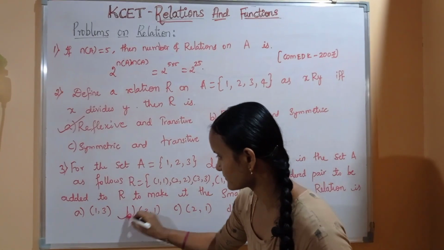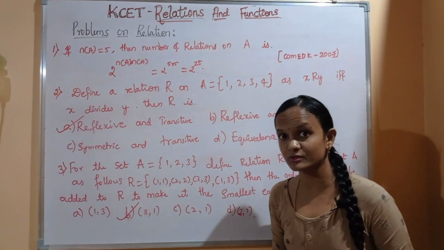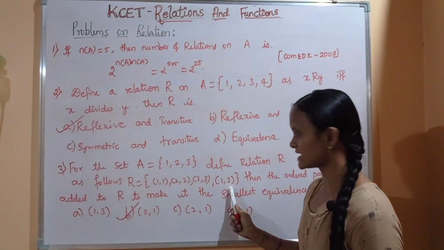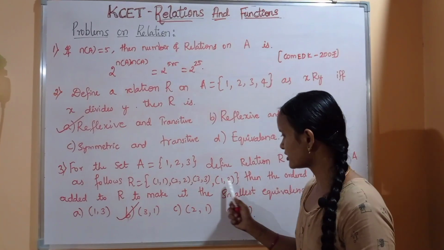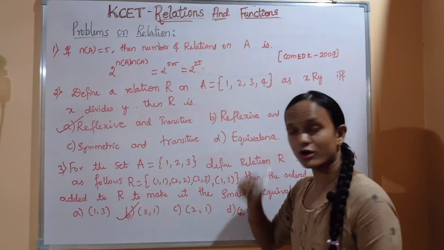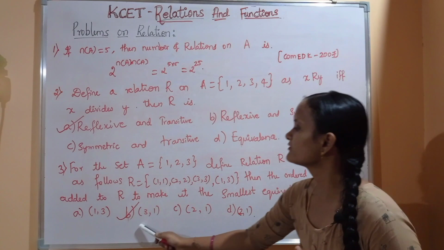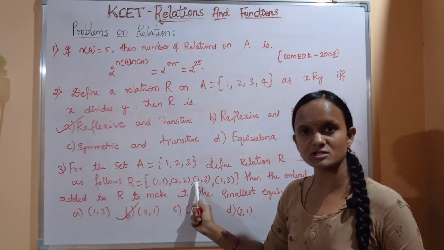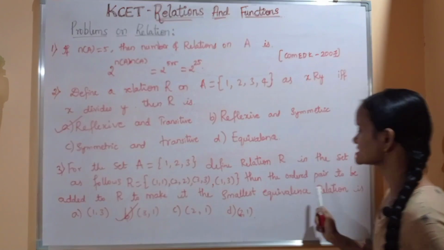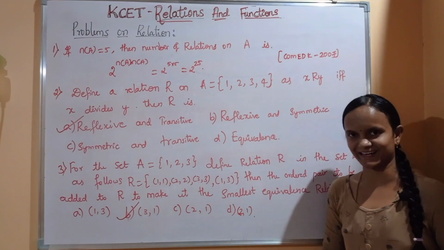That is B. If I take (3,1), what about transitive? If I think of (1,3) as (a,b) and (3,1) as (b,c), then (a,c) is (1,1), which is already present. Or if I take (3,1) and (1,3), we get (3,3), which is also present. Therefore, it acts as the smallest equivalence relation. Therefore, option B is correct.